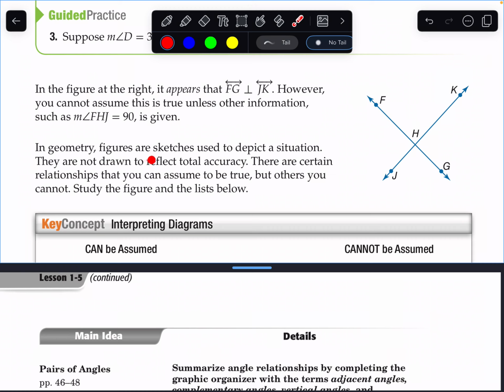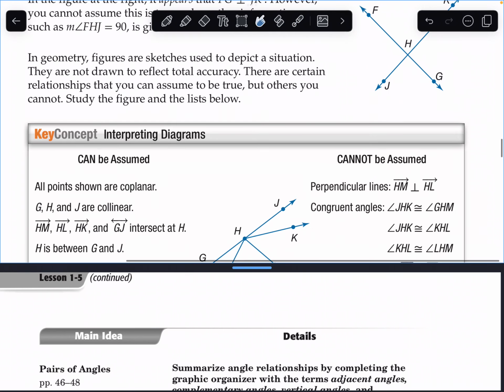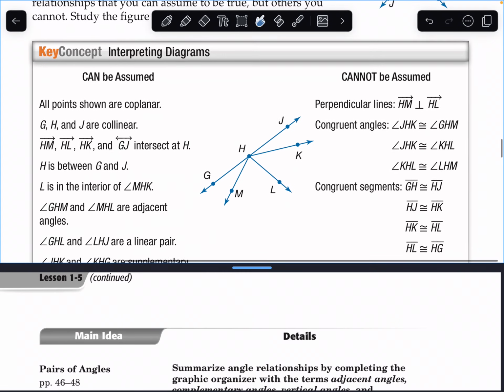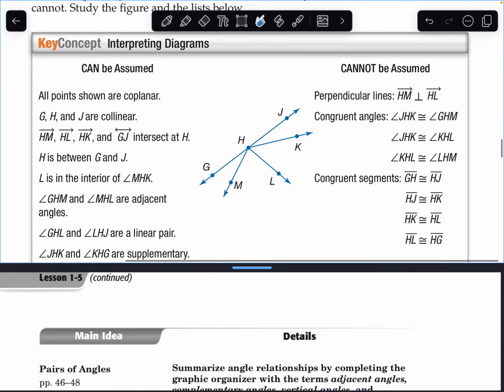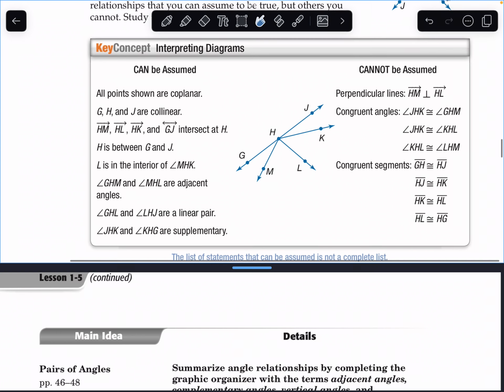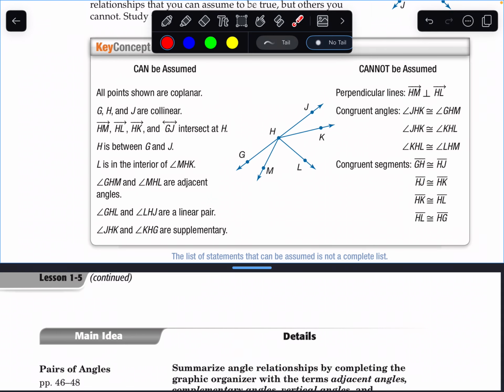In geometry, figures are sketches used to depict a situation. They are not drawn to reflect total accuracy. There are certain relationships that you can assume to be true, but others you cannot. Study the figure and the list below. This is really good. I wish more textbooks would call this out. Interpreting diagrams. This is huge. What can and cannot be assumed?